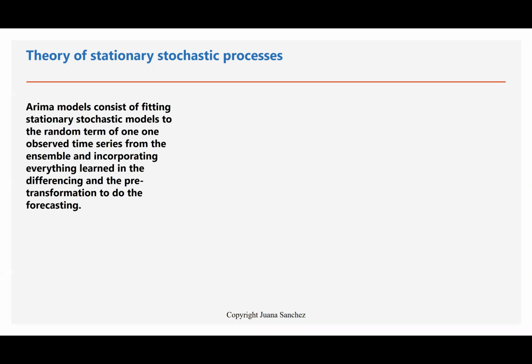So ARIMA models actually consist of fitting stationary stochastic models to the random terms of one observed time series, the one that we observed from the ensemble, and incorporating everything that we learn about the differencing and the transformation in order to do the forecasting.